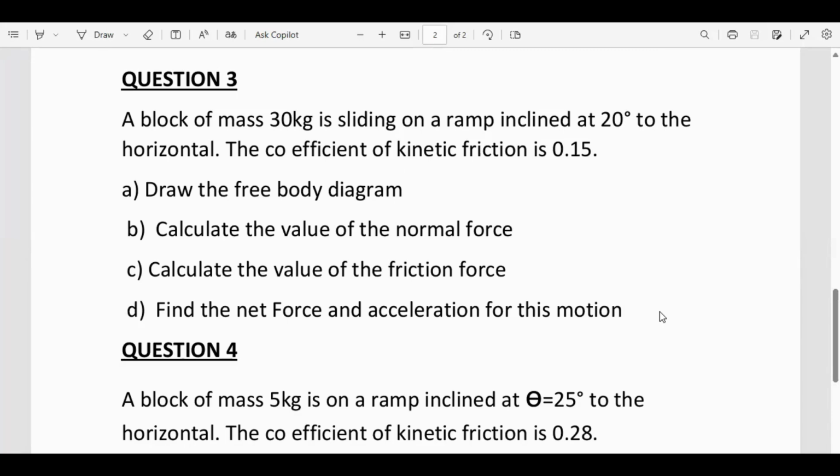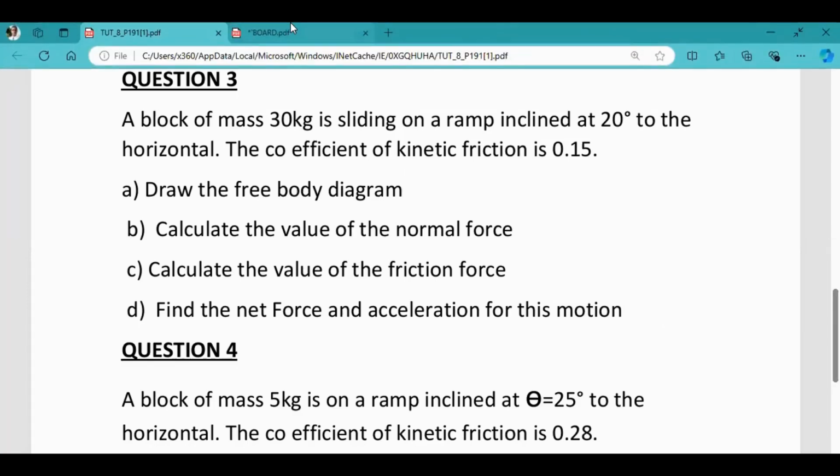B, calculate the value of the normal force. C, calculate the value of the frictional force. D, find the net force and the acceleration for this motion.